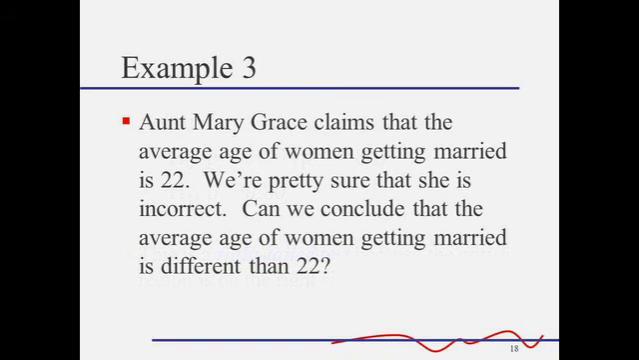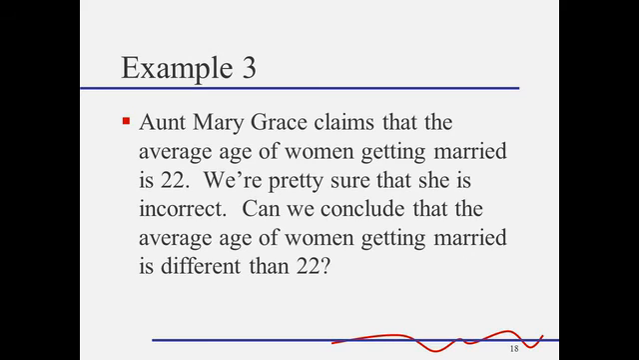Example 3. Aunt Mary Grace claims the average age of women getting married is 22, and she likes to tell my daughters this. If you're in college and not ready to get married, you are behind the curve, and that really infuriates me. I'm pretty sure that Aunt Mary Grace is incorrect. So how do we set up the hypotheses for this test?